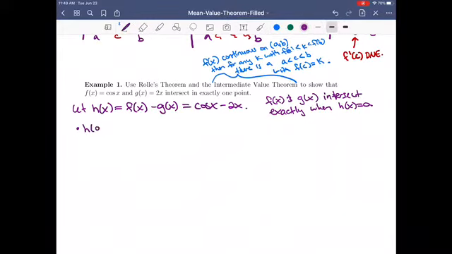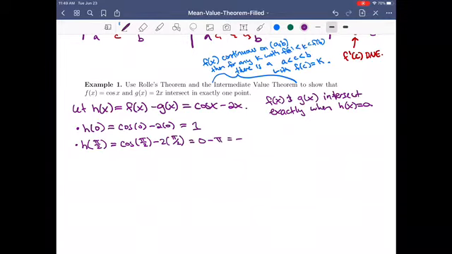So if I do h of, say, 0, then I get cos of 0, which is 1, minus 2 times 0, so that's 1 minus 0. So that's going to be 1. And if I do, say, h of pi by 2, then I have cos of pi by 2 minus 2 times pi by 2. Cos of pi by 2 is 0, so I get 0 minus pi, so negative pi.